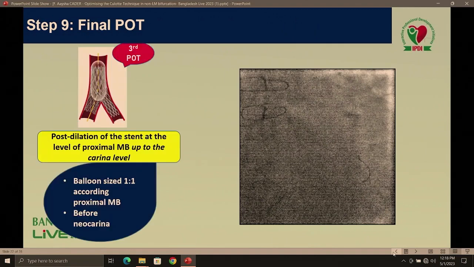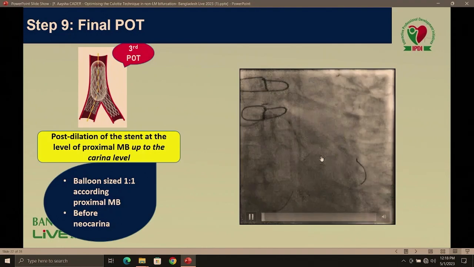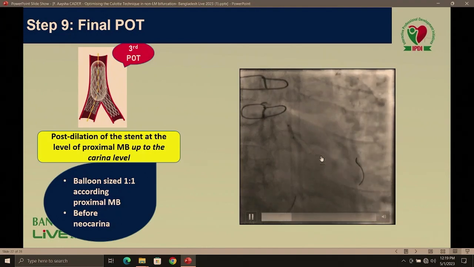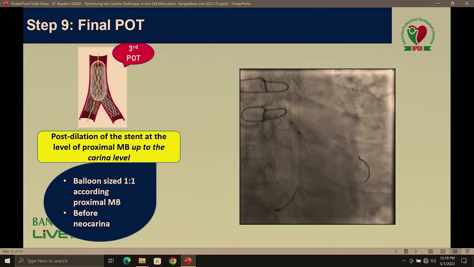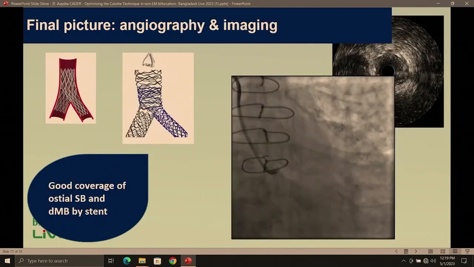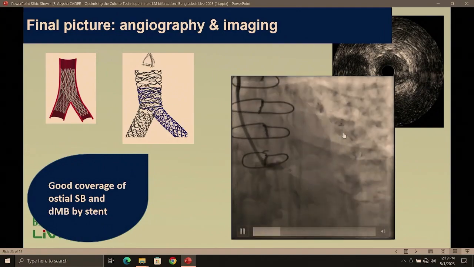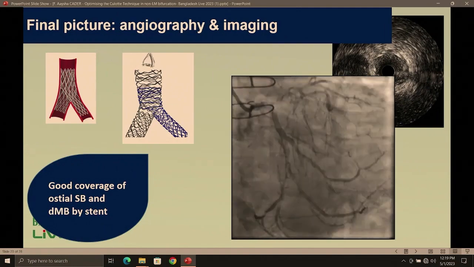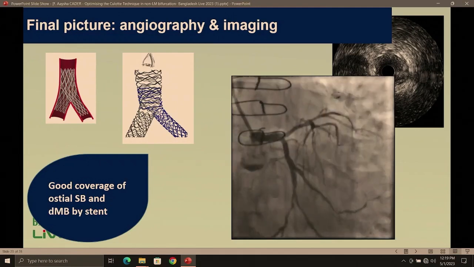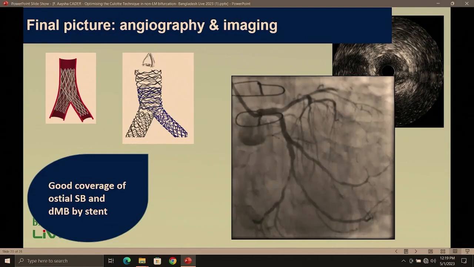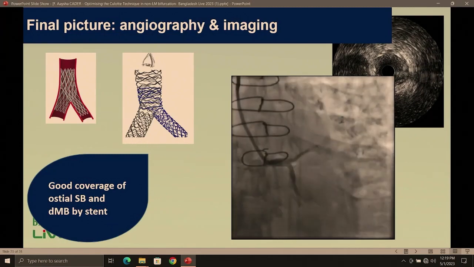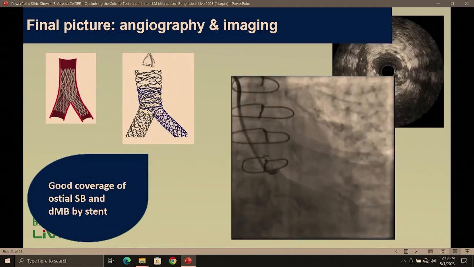And this is followed by the final pot. As I said, there were 3 times that you would do a pot, and here again, the balloon should be sized 1:1 to the proximal main branch size and kept just before the carina to optimize the procedure. Ideally, it's best if it's done with imaging guidance, and this is the final angiographic picture, and that is what the view should look like in terms of the stent, with good coverage of the ostial side branch. That is one of the advantages of the culotte, that you will never miss coverage of the side branch ostium.